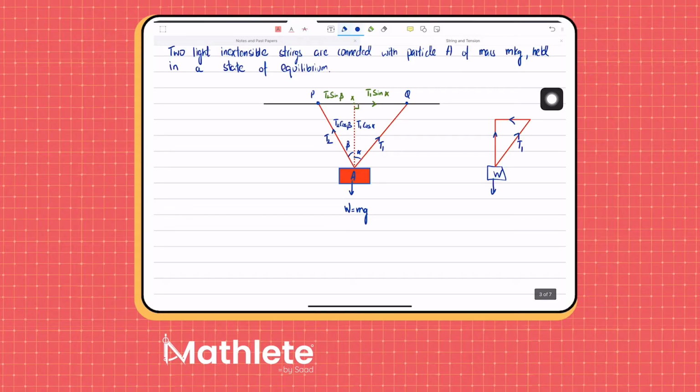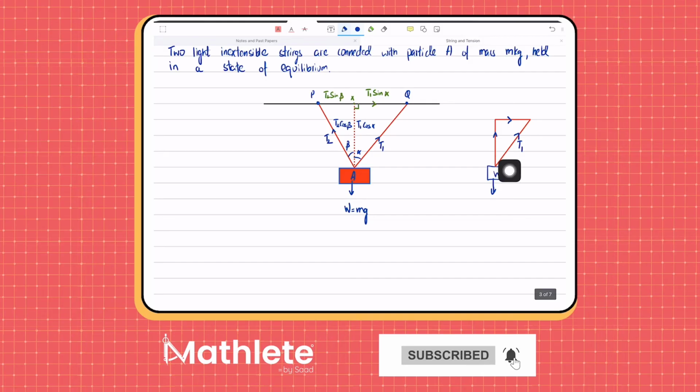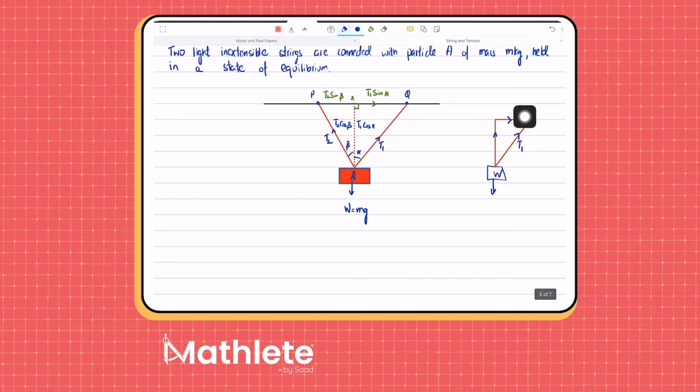Is this possible? Does this make sense? No, it doesn't. It's got to be rightwards, using the head to tail rule. That's how we know it's acting rightwards. And in the same way, we know that it's going to be acting leftwards over here.